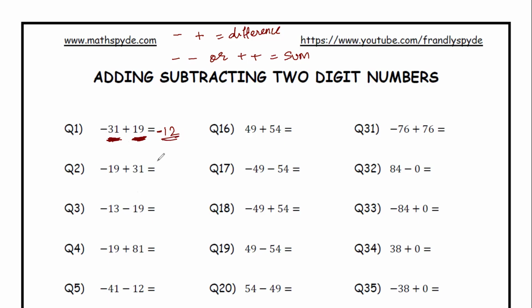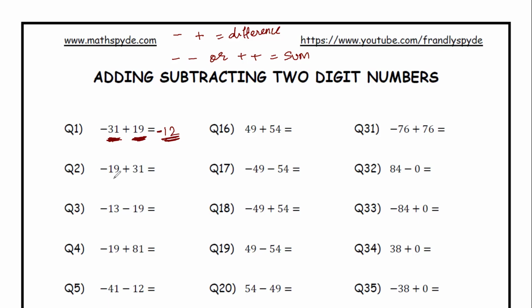Do not get confused by asking which is the bigger number between negative 31 and 19. Between negative 31 and positive 19, obviously the bigger number is the positive one. But we are not looking at it that way. Out here, we are simply looking at the numbers on their own, without the sign, positive or negative. So between 19 and 31, 31 is the bigger number. Therefore, the output will have the sign of the bigger number.